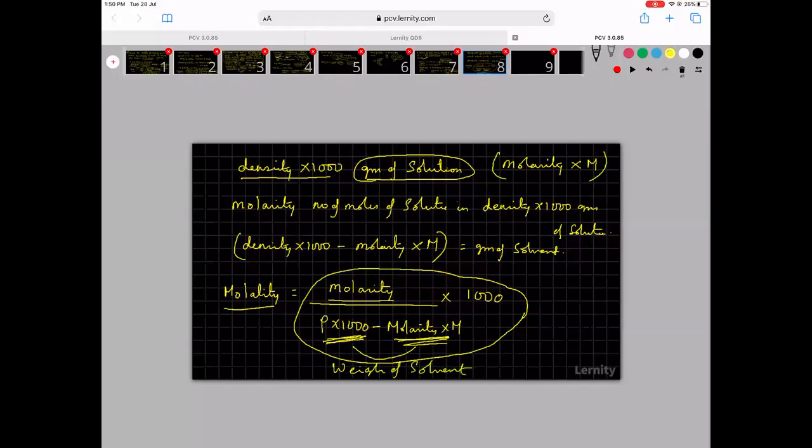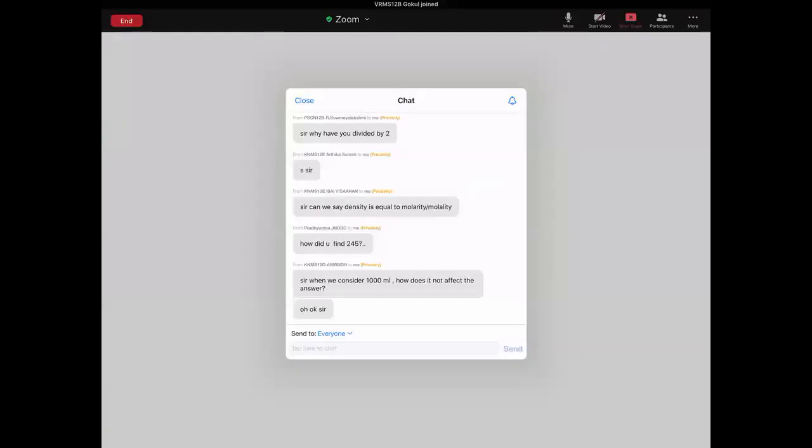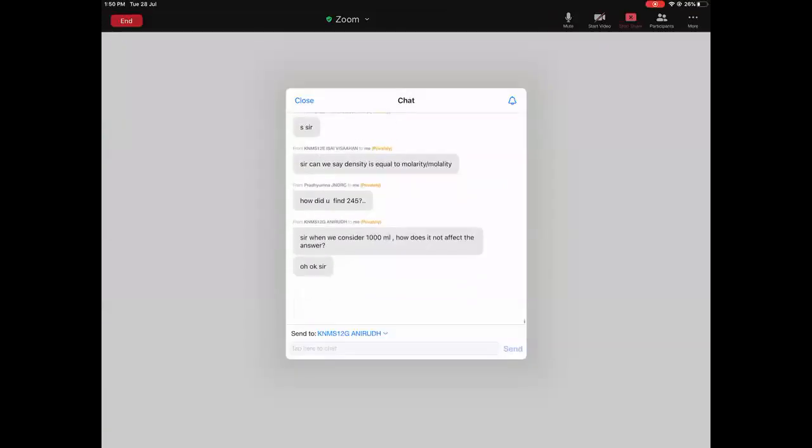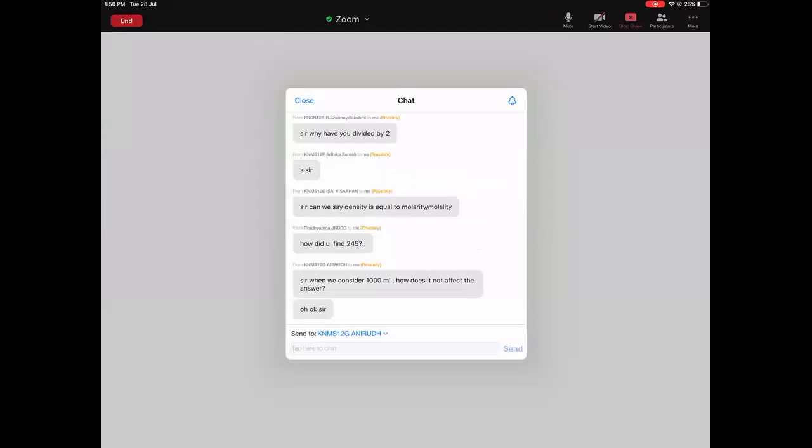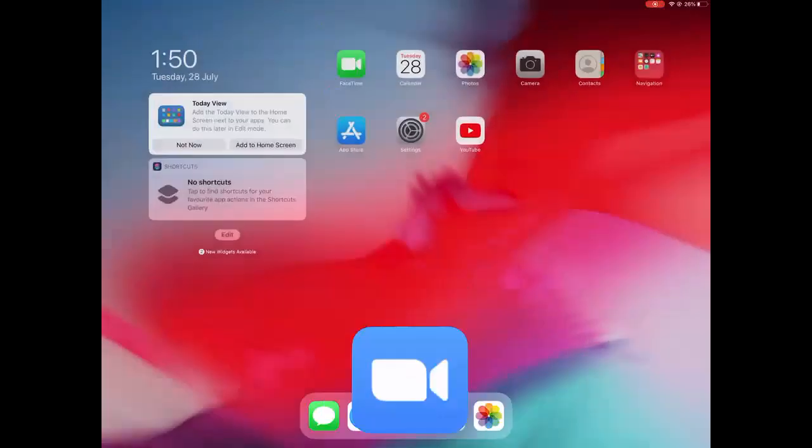So molality is equal to molarity divided by weight of solvent into 1000. So that is what it is. Okay, so I hope I am clear. So when we consider 1000 ml, I hope this relationship is clear.